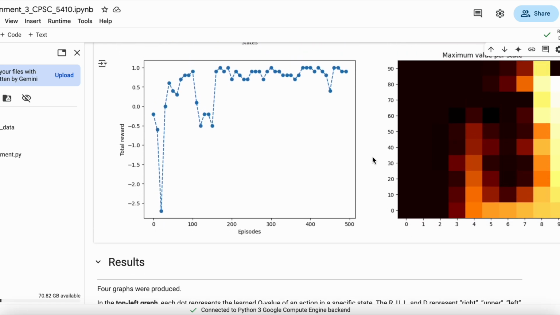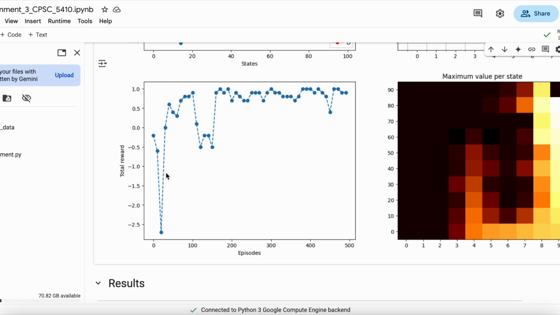Now, this bottom left graph, the point of this one is just to show the total reward the agent earned in each episode during training. The x-axis represents the number of episodes, while the y-axis represents the reward value. There will be about 500 episodes because that's what I set it to. The rewards range from negative 2.5 to 1, a little past negative 2.5, like negative 2.75, I would say.